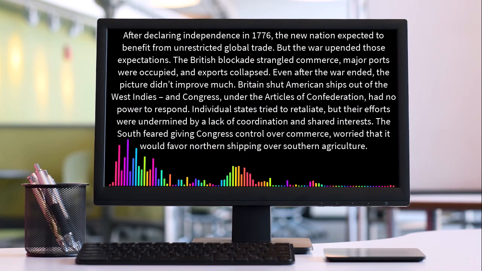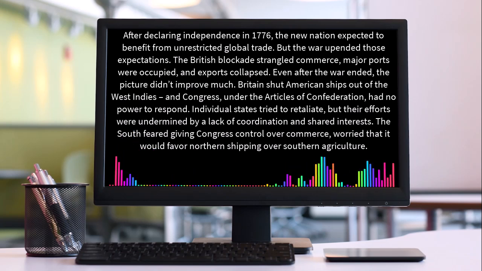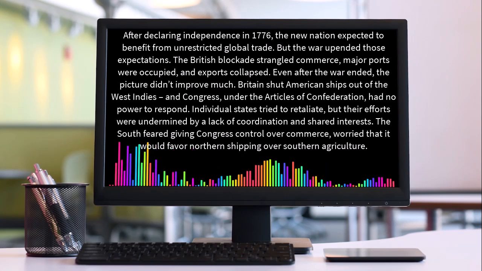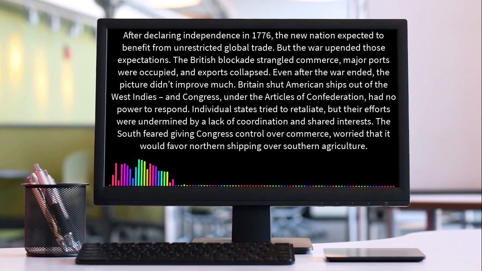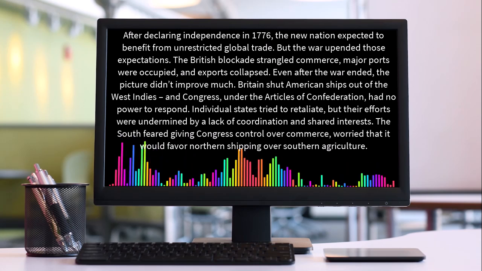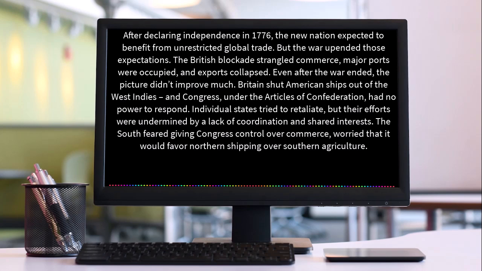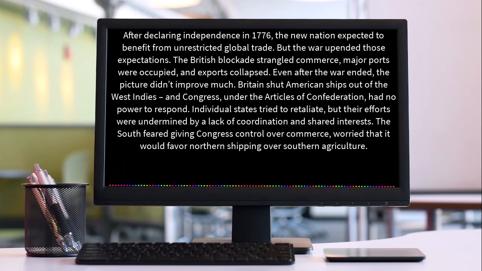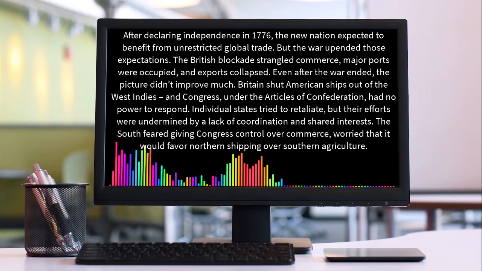After declaring independence in 1776, the new nation expected to benefit from unrestricted global trade. But the war upended those expectations. The British blockade strangled commerce, major ports were occupied, and exports collapsed. Even after the war ended, the picture didn't improve much. Britain shut American ships out of the West Indies, and Congress, under the Articles of Confederation, had no power to respond. Individual states tried to retaliate, but their efforts were undermined by a lack of coordination and shared interests.